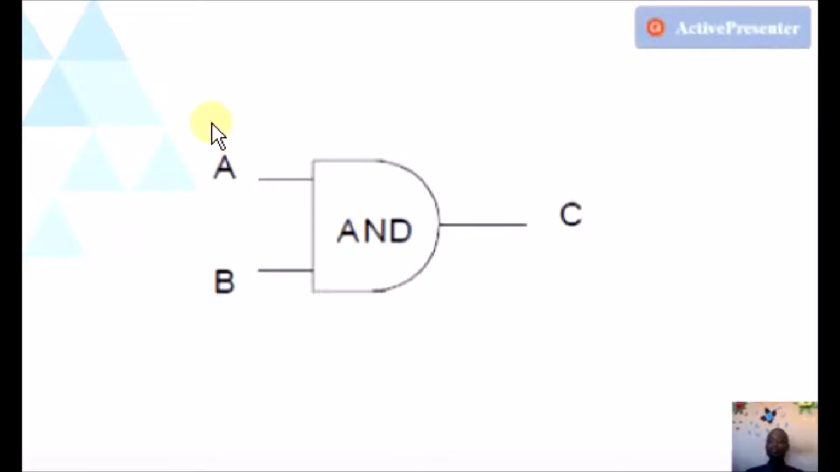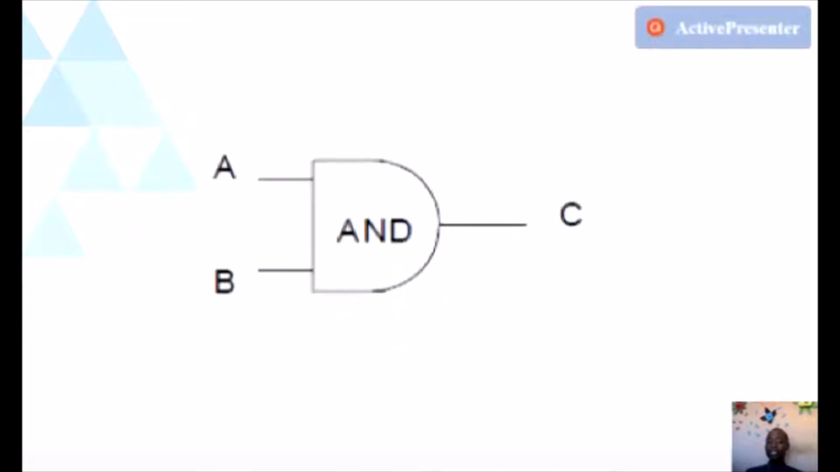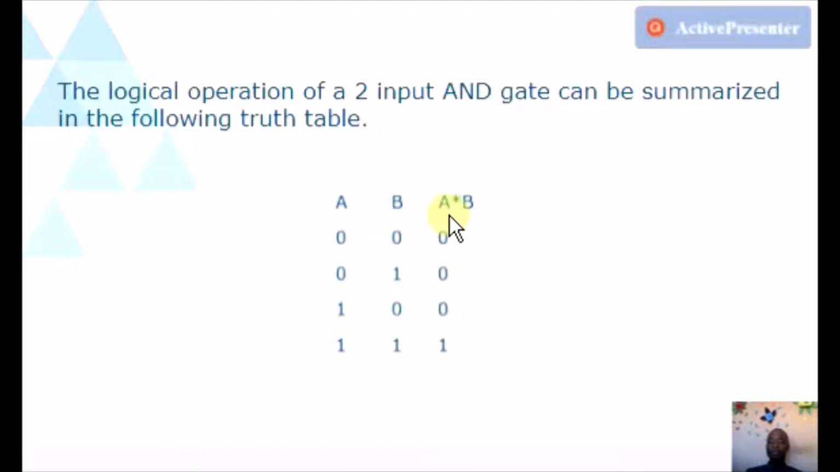Now this is an AND gate with two inputs, A and B, and an output C. The logical operation of a two-input AND gate can be summarized in the following truth table. Now, let's look at the truth table. We are looking at the truth table of this AND gate that we have here, having two inputs A and B and an output here. This is the summary of the truth table. It has A, B as inputs.